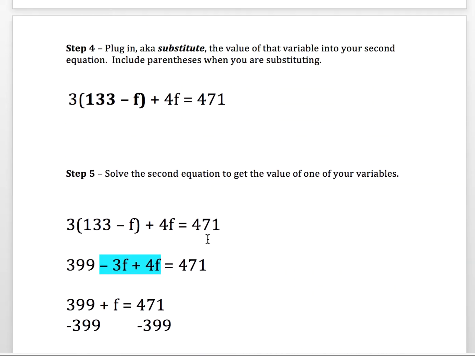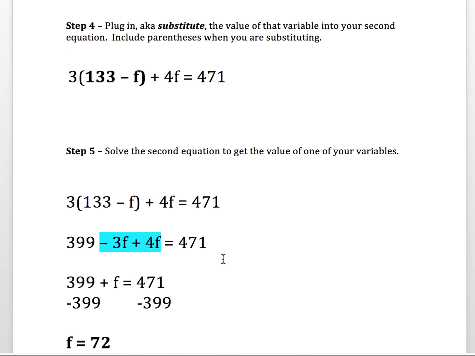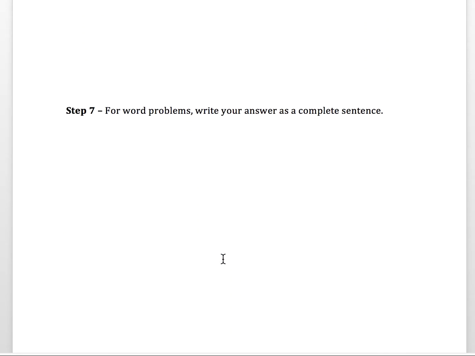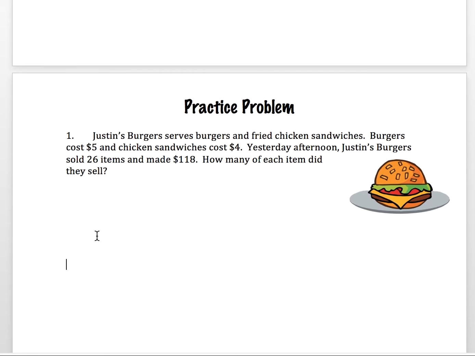So that's a lot of steps. One of the more complicated types of problems you'll see in 8th grade algebra. So we're going to do another example together, involving burgers and fried chicken sandwiches. Justin's Burger serves burgers and fried chicken sandwiches. Burgers cost $5 and chicken sandwiches cost $4. Yesterday afternoon, Justin's Burgers sold 26 items and made 118 bucks. How many of each item did they sell?